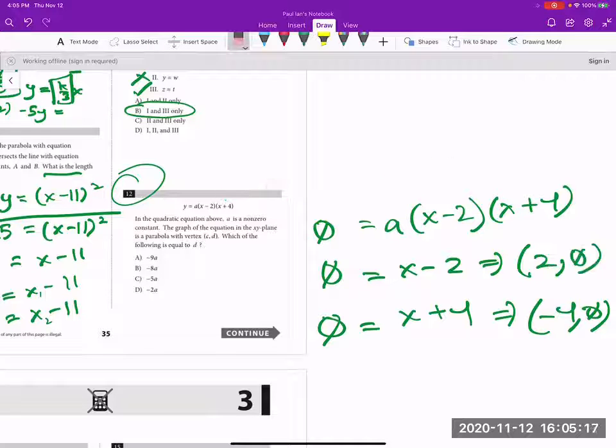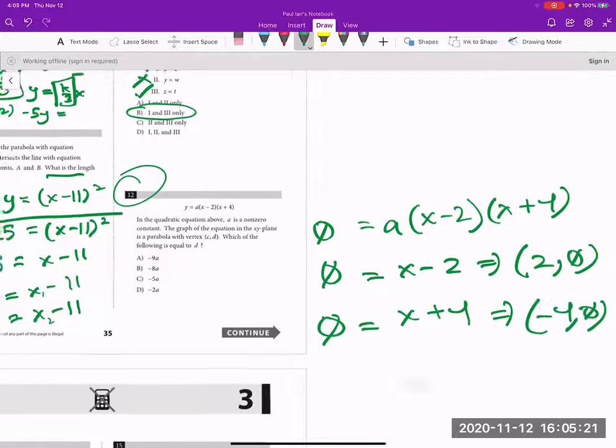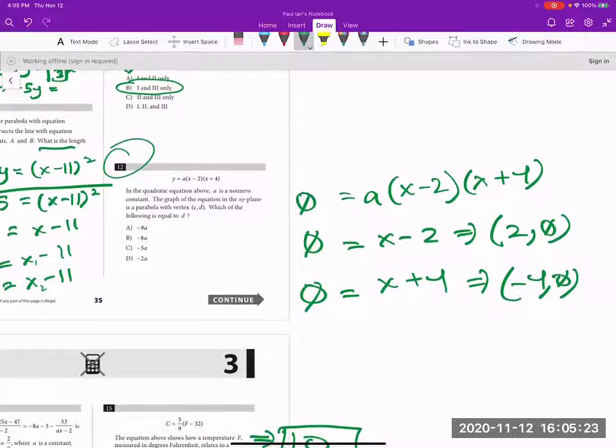Yeah? Mm-hmm. Do you remember doing this? Like something similar to this? Yeah, I think so. Okay. So you have your zeros, and then the graph of the equation x, y, and y with vertex C and D. And then the question is like, which of the following is equal to D? So you have this vertex, it's like C and D. Sometimes it's like H and K.